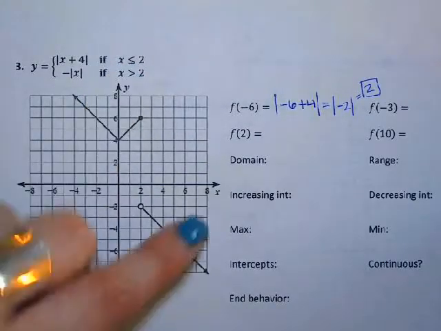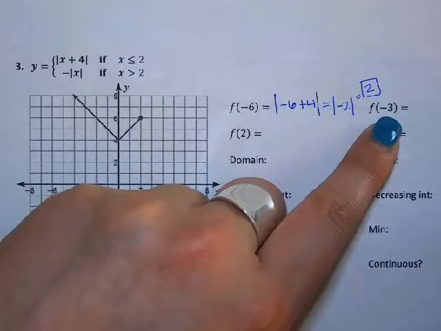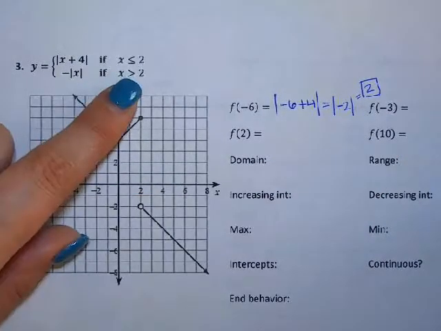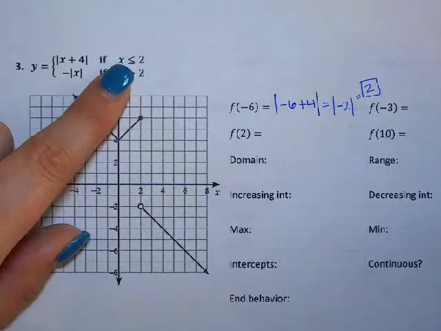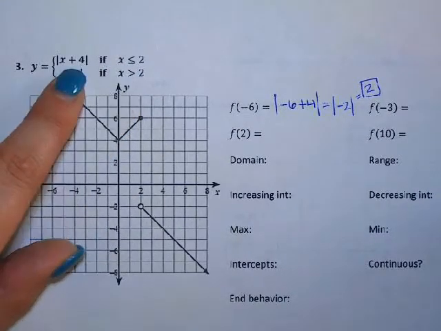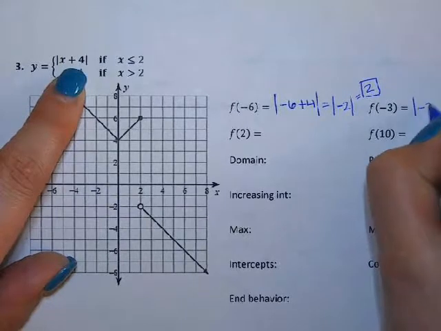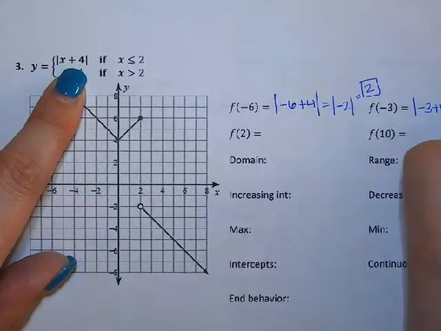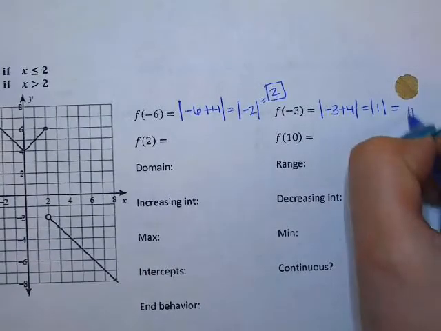Okay? If we're going to plug in -3, where do we plug it in? First one, because -3 is smaller than a positive. So we've got absolute value of -3 plus 4, which is 1. Absolute value of 1, which is 1. Okay?